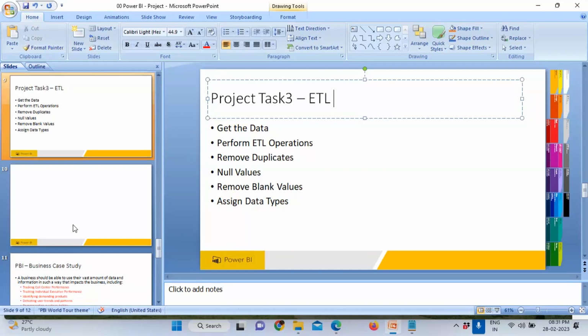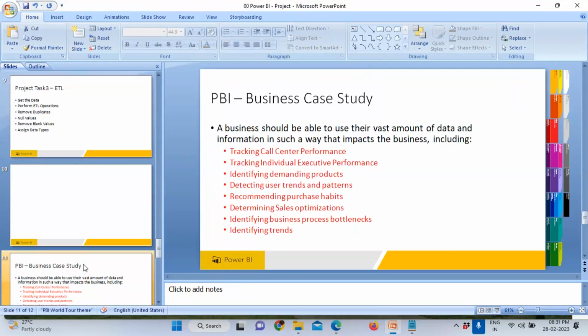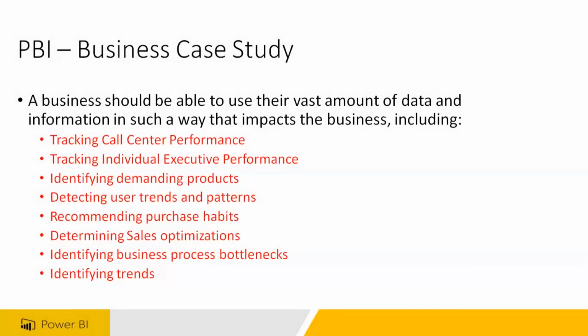So what is the business case study? What is it that the company wanted to know through this case study? The company, a business, should be able to use their vast amount of data, and they wanted to understand tracking call center performance, how the call center is working, right? Tracking individual executive performance. A call center will have a lot of people, and the company wanted to track individual performance. Identifying the demanding products, which course is selling more and more. Detecting user trends and patterns: what the user wanted to have, which kind of courses, which skills they wanted to learn.